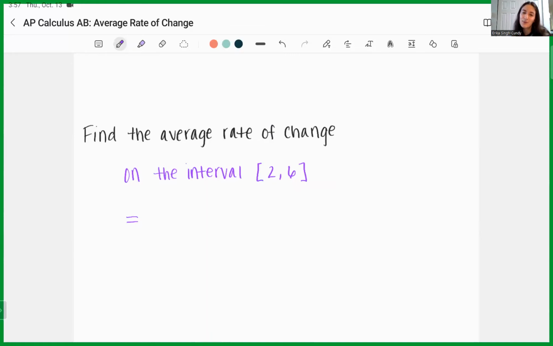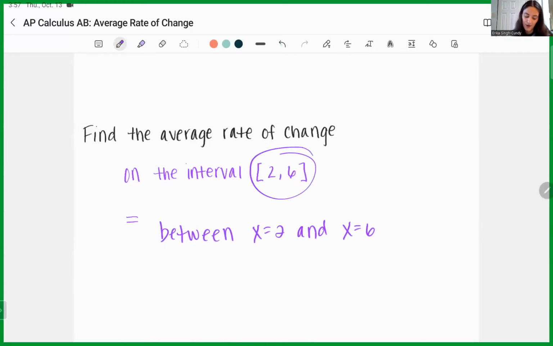And so don't be tripped up by this. This is the exact same thing as saying, find the average rate of change of some function between x equals 2 and x equals 6. So the two numbers in this interval are just telling you where you're starting and where you're ending for this average rate of change calculation. So these two things in purple here mean the exact same thing. It's just two different ways of phrasing it. So don't let that trip you up when you're doing these problems.